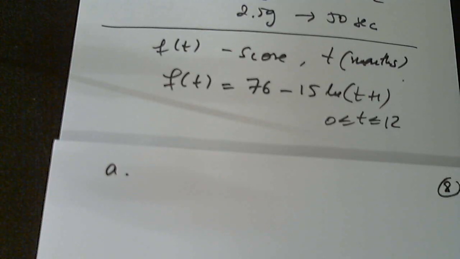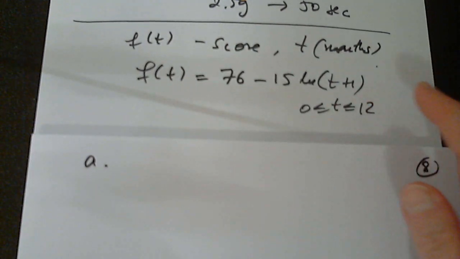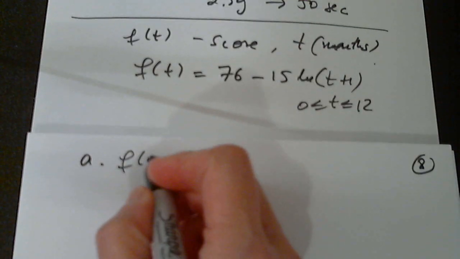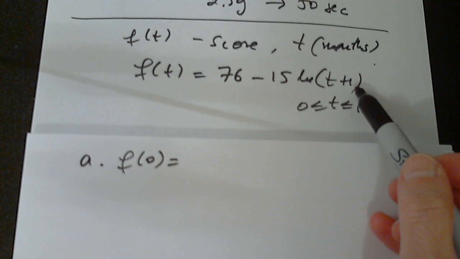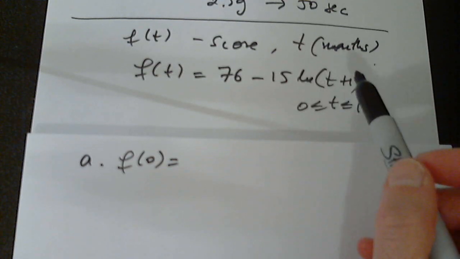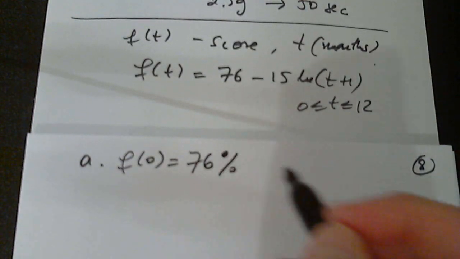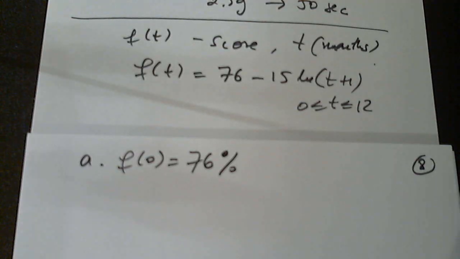In part A, we are asked to find the average score that was obtained initially. What does that mean? What are we asked to find? T of 0? Yes. So f of 0. 0 plus 1 is 1. Natural log of 1 is 0. 0 times 15 is 0. 76 minus 0 is 76. No, it's not percentage score. Sorry. Good. So let's see part B.